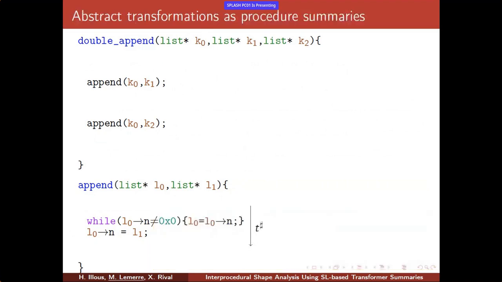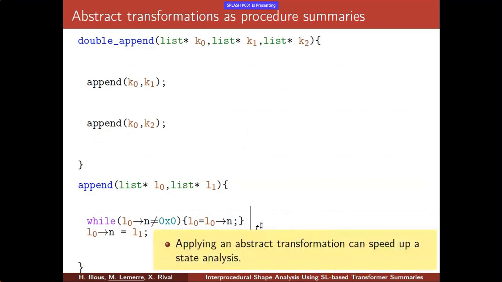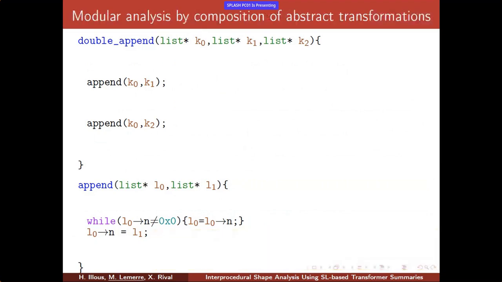So the idea is that if you have some abstract transformation that represents the behavior of the append function, when you want to perform the state analysis, you will be able to apply this abstract transformation to the states that you have, and using that, you can compute what the double append function does without having to reanalyze the append function, which is more efficient. But we also want to have an abstract transformation for the double append function. So we want to perform a transformation analysis on the double append function.